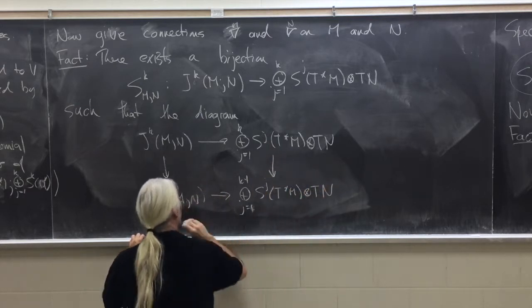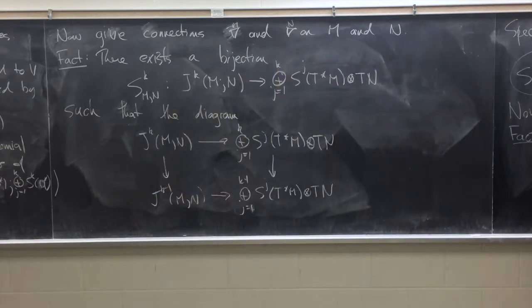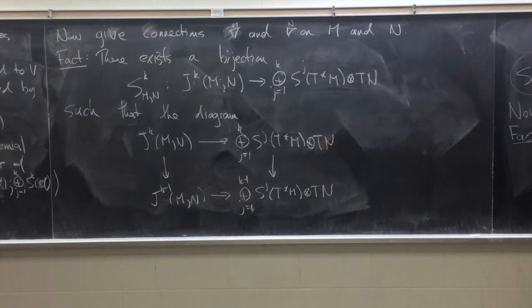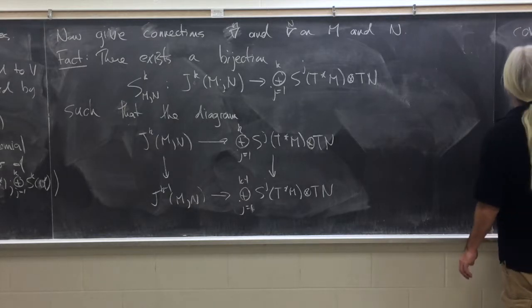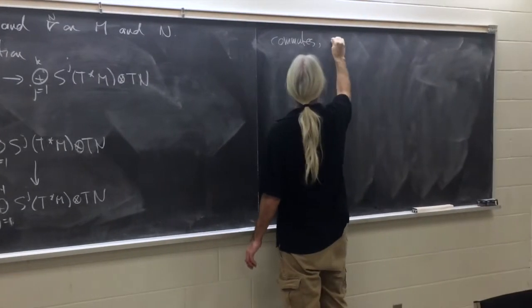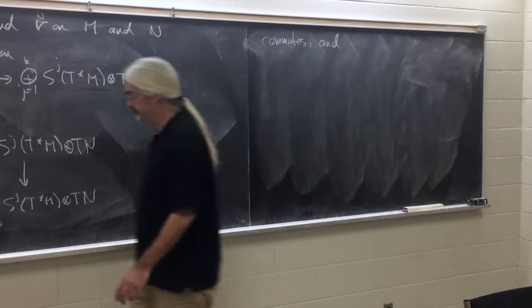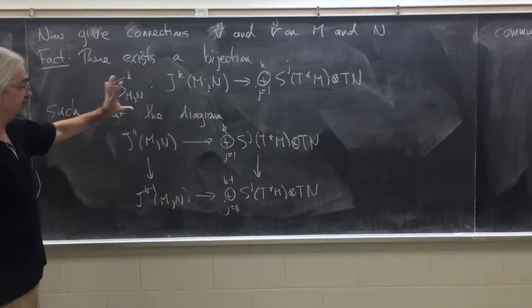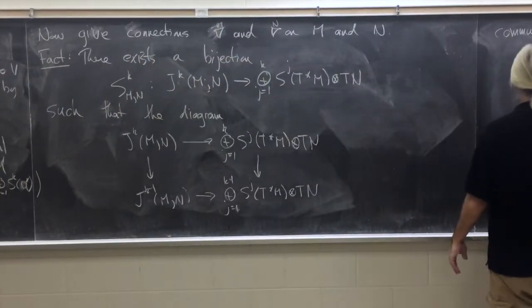Okay, so that diagram commutes, and you have to use the interaction of this mapping with this mapping. So how does that interact with that mapping? I'm going to take SK and apply it to some mapping, or to the k-jet of some mapping.